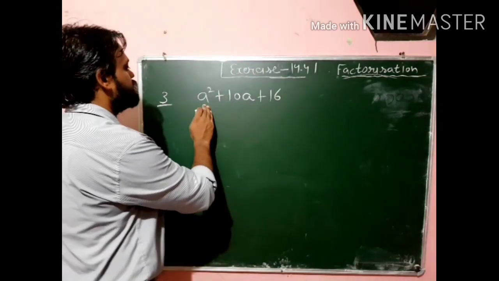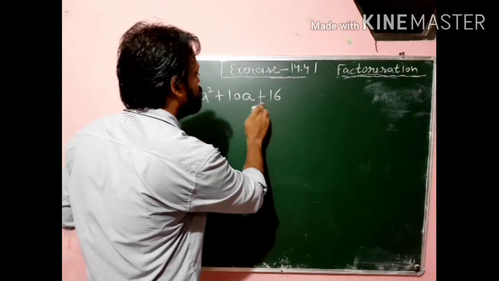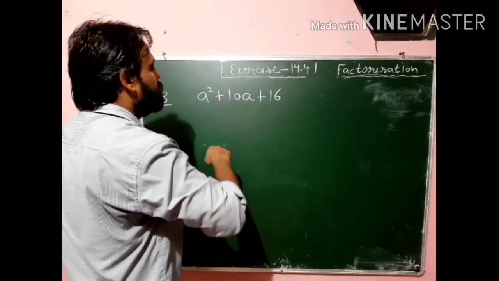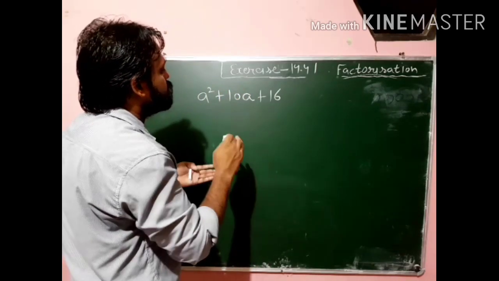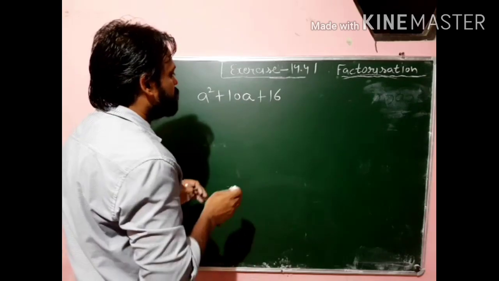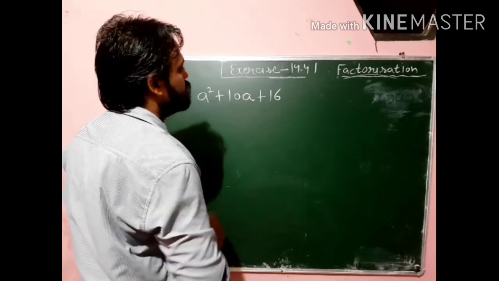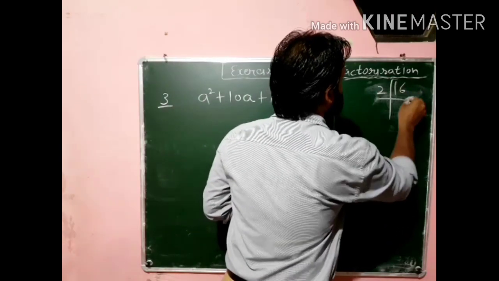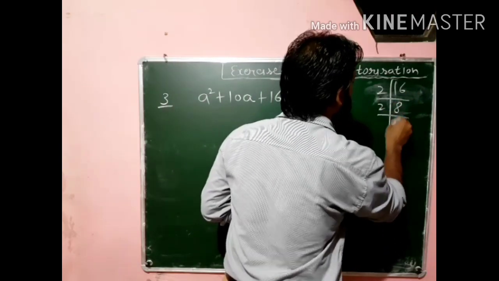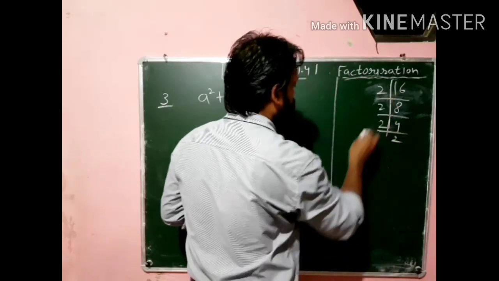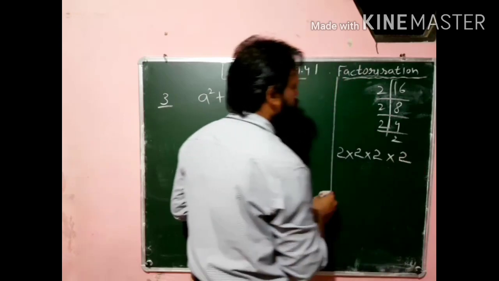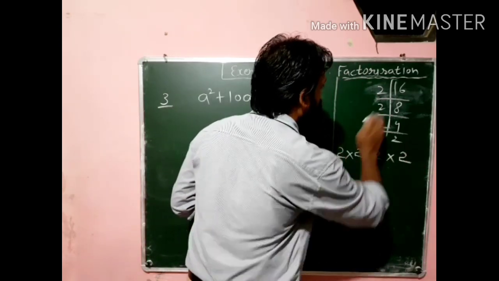You can see here it is a square plus 10a plus 16. Now here is a sign of plus. So it means now we have to split this 10a in such a way that the sum of these two terms should be equal to 10 and the multiplication of these two terms should be equal to 16. So you can do the factors of this 16 in this way. You know how we can find the factors. Basically the factors are 2 into 2 into 2 into 2. This way I do the factors of this 16.